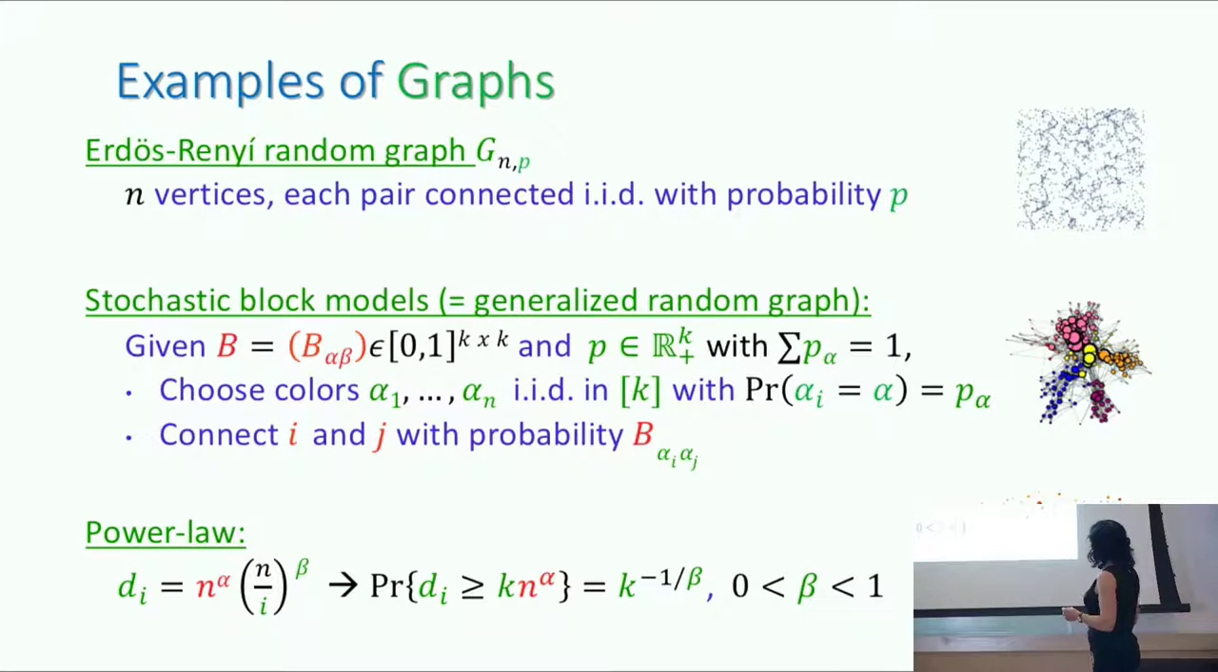Then, of course, power law graphs act very differently. It doesn't fall off exponentially, the probability of k neighbors. It falls off like a power law, like a power of k.